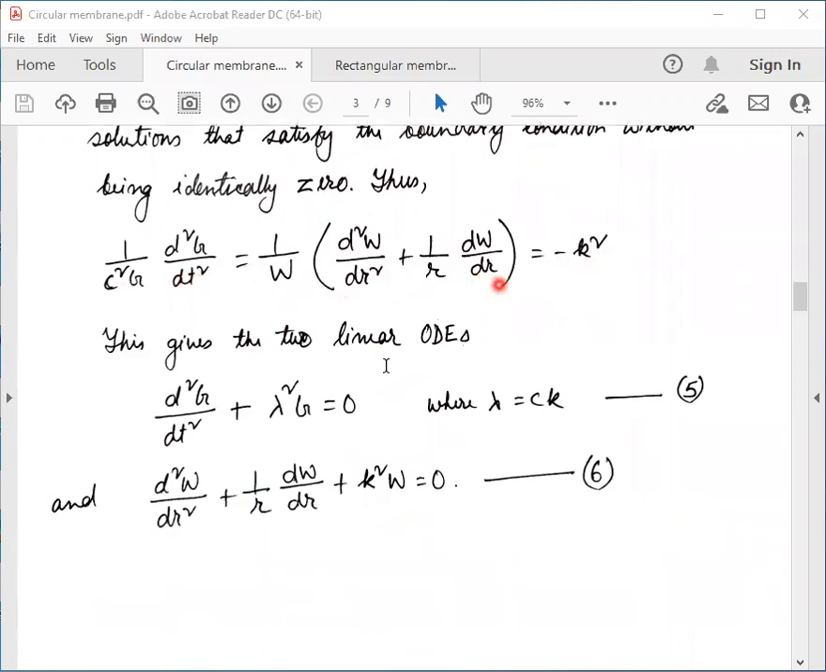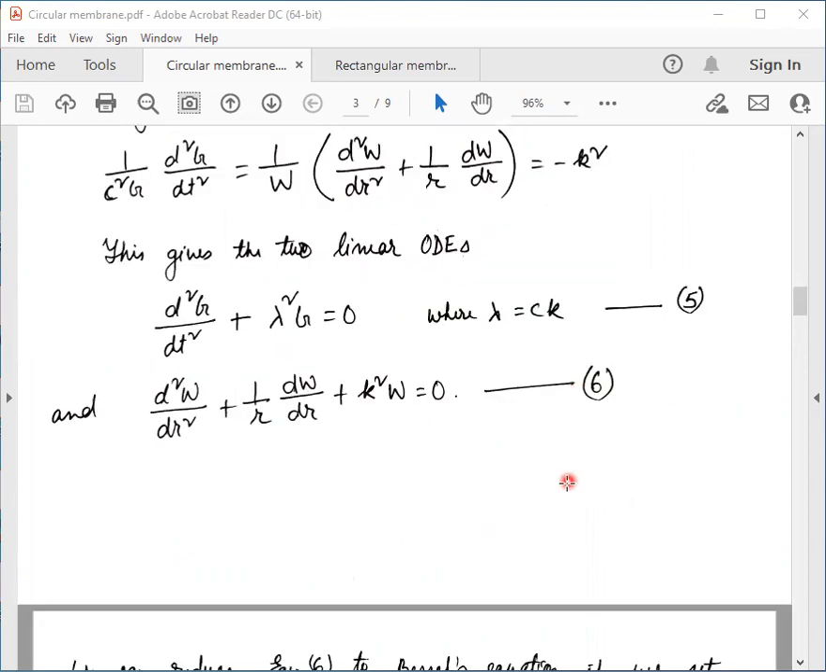This gives us two linear ordinary differential equations. First, d2g by dt square, then you multiply c square by g on both sides, and then you put c times k equal to lambda. So you get d2g by dt square plus lambda square g equal to 0. This is one equation. And second, we get d2w by dr square plus 1 by r dw by dr plus k square w equal to 0. So we have obtained two ordinary differential equations from the given partial differential equation.